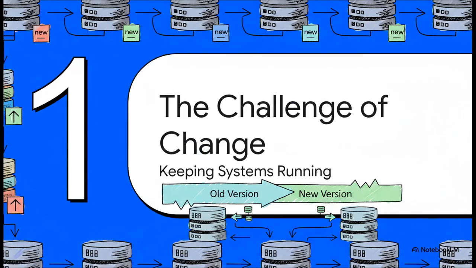Okay, picture this. You've got a massive application. You can't just shut the whole thing down to deploy new code, right? You have to do what's called a rolling upgrade. You deploy the new version to a few servers at a time. But this means for a while, you'll have old and new versions of your code running side by side, maybe even reading and writing the exact same data.